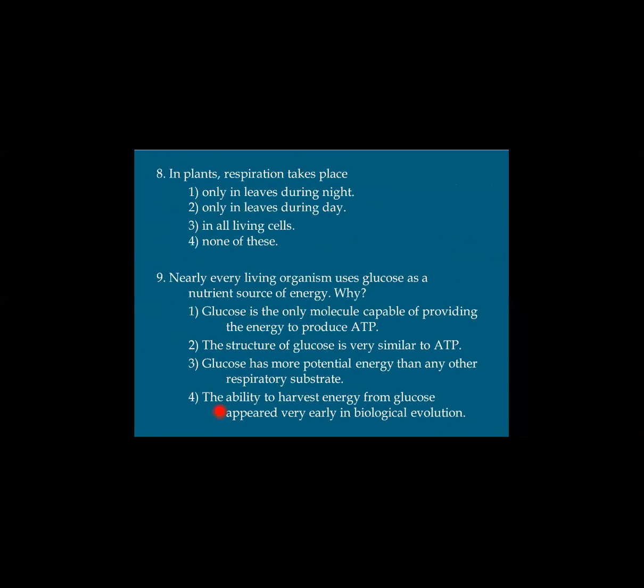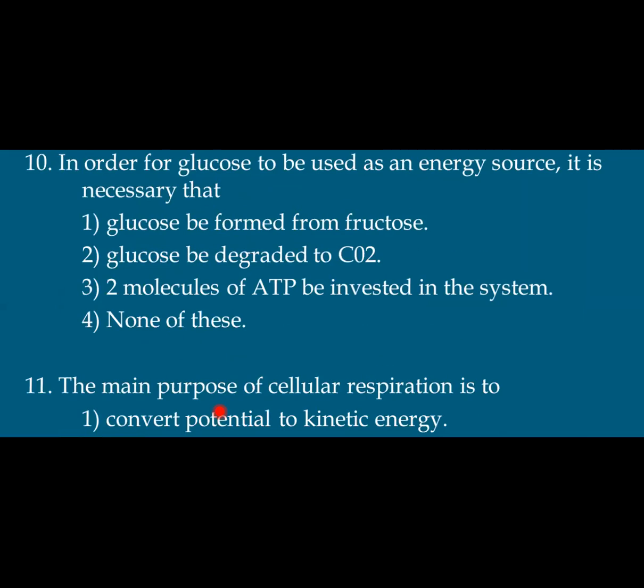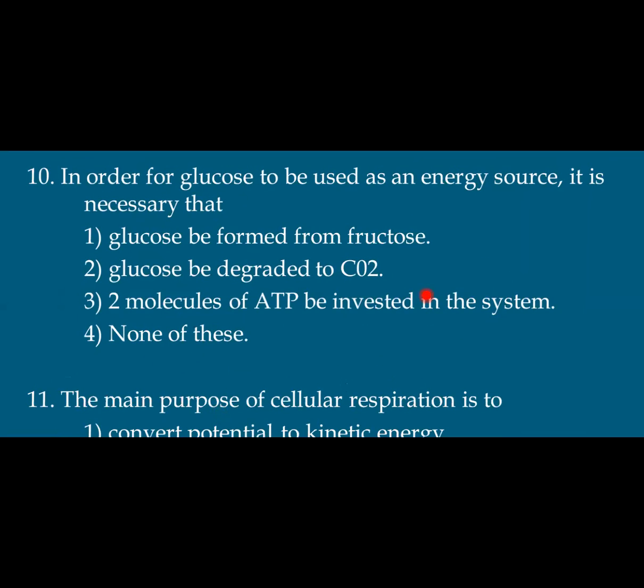Now let us go to the next question. Question number 10, in order for glucose to be used as an energy source, it is necessary that, yes, again a very interesting and slightly twisted question, please pay attention. Suppose now a cell has to utilize glucose as a source of energy, what must the cell contribute, what is the necessity for that cell? Option 1, glucose be formed from fructose. Is it necessary that the cell must take fructose and then convert it to glucose? No, it is wrong. In the absence of fructose, if you take glucose directly, you can start the metabolism.